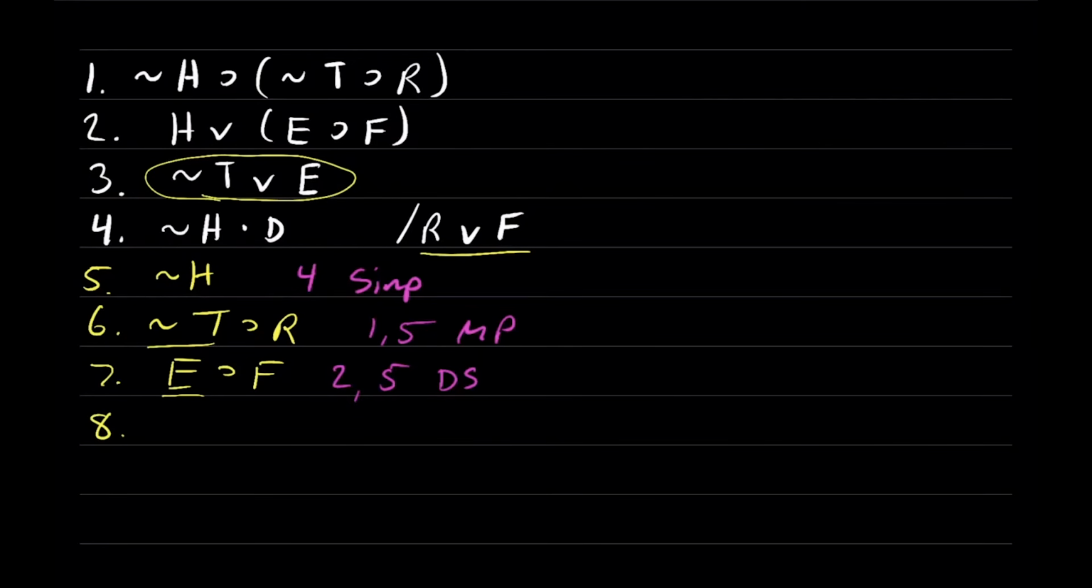And because we have not T on the left hand of this disjunction on line 3, I'm going to start with the conditional on line 6. So on line 8, I'm going to write not T implies R. That's the part that comes from line 6. Use a dot, and we're going to have E implies F. That came from line 7. So again, that's going to follow from line 6 and line 7 by conjunction.